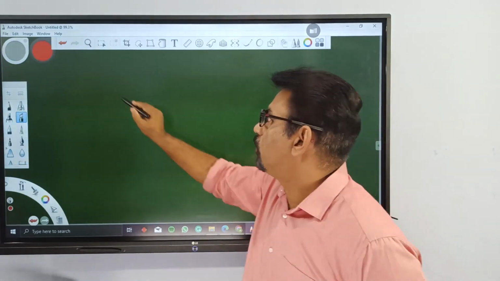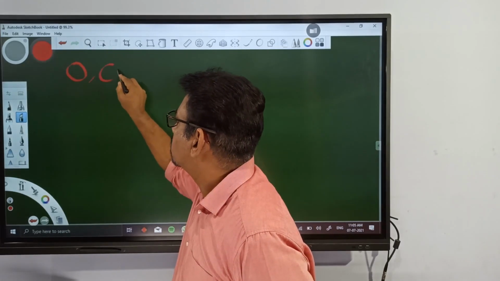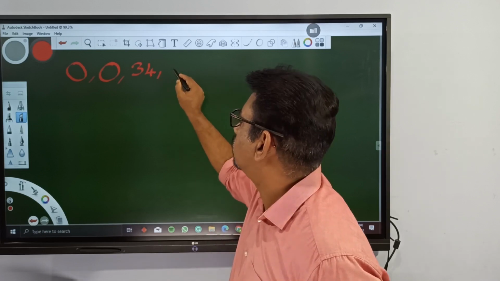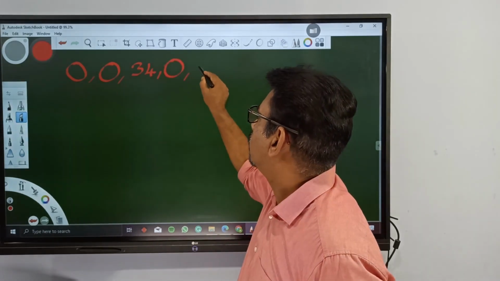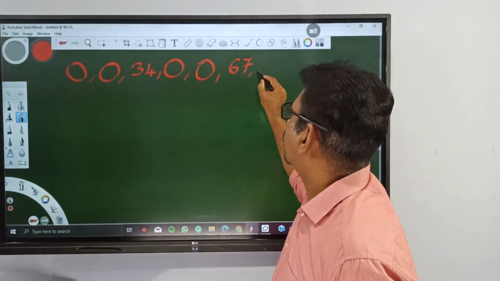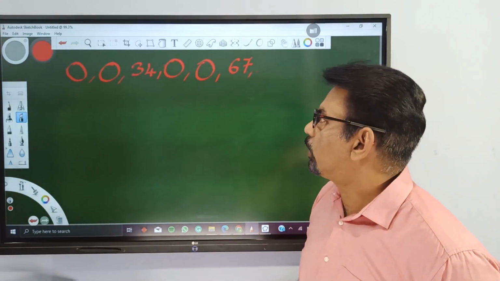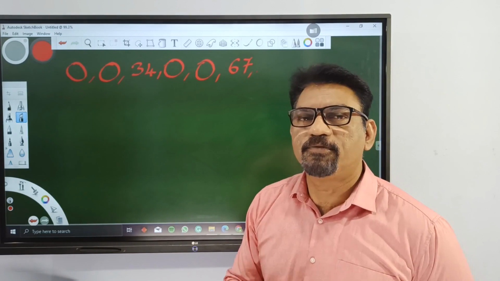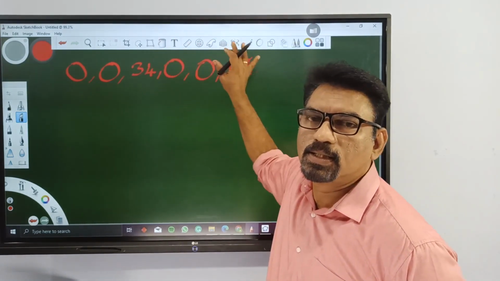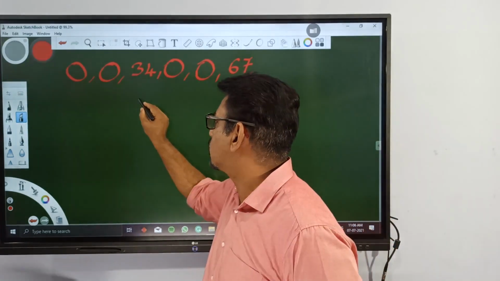Here the first two terms are not given and they are represented by big zeros, and 34 is the third term. The fourth term is also not given, the fifth also is not given. The sixth one is 67 and so on. This is the sequence given and it is an arithmetic sequence. How can we find the missing terms? We can find them by considering only these given numbers: this is the third term and this is the sixth term of the sequence.